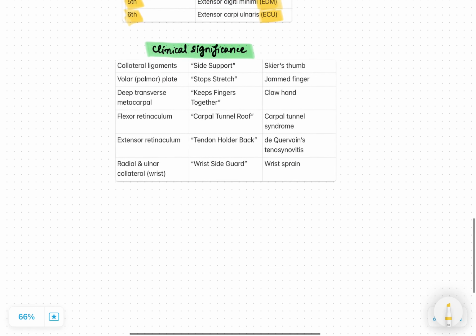Coming to the significance, whenever there is an injury to the collateral ligaments, as we saw, ulnar collateral ligament damage causes skier's thumb or gamekeeper's thumb. These ligaments help in side support and prevent lateral movements. Next, the volar or palmar plate stops stretching at the palmar side, so whenever there is an injury, jammer finger can occur. Next are the deep transverse metacarpals. As we saw, they are present between the second to fifth metacarpals, keep the fingers together and help in clawing. Whenever there is an injury, it causes claw hand.